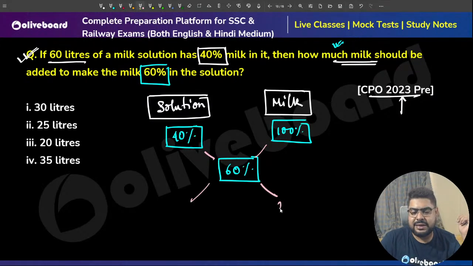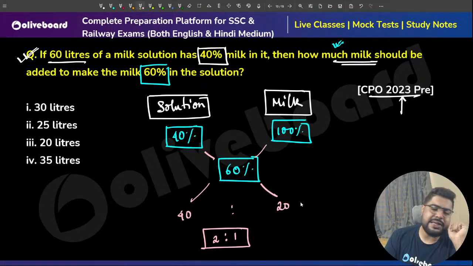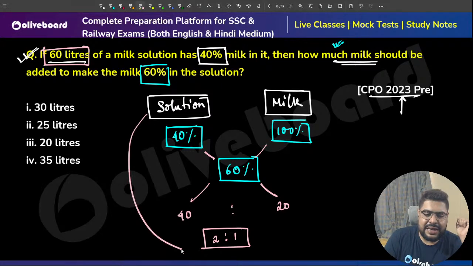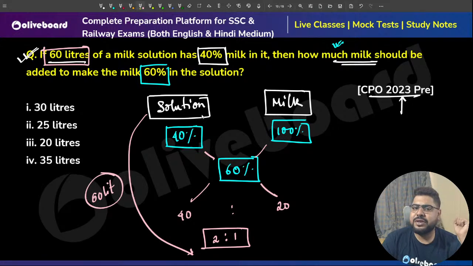40 and 60, sir, positive difference is 20. 60 and 100, sir, positive difference is 40. So the ratio is 2:1. 2:1 is the ratio, sir. Sir, the solution is 60 liters. Meaning, sir, this was 60 liters. We had 60 liters of solution. That is 2 parts. So this 2:1 means what?